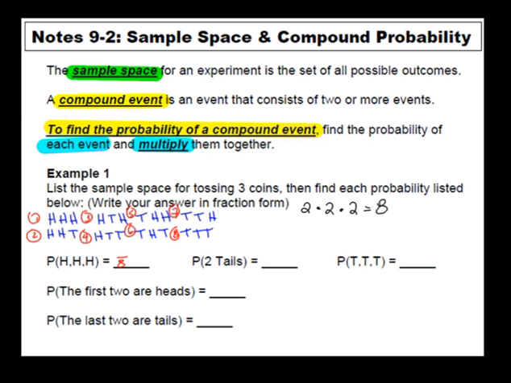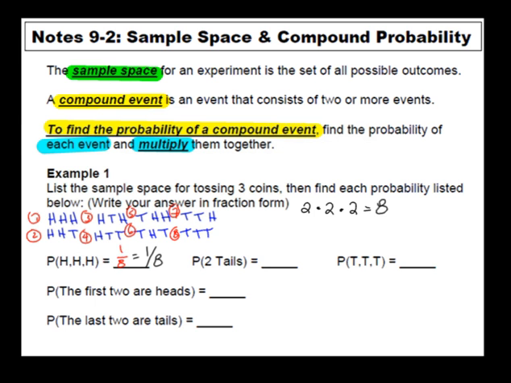So I've got 8 right there. How many times do I have all 3 of them being heads? Well, I only see 1, so it's 1 out of 8. Our instructions say write our answer in fraction form, so we're done. The answer to this one is 1 over 8.